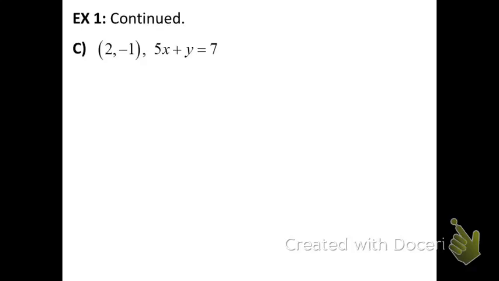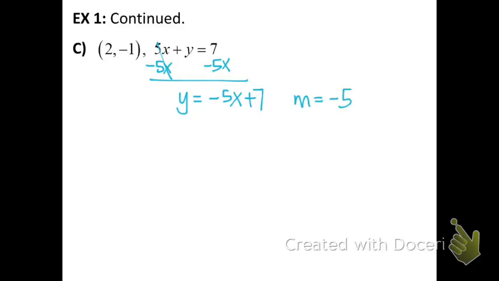C is a little bit different. Our formula is in standard form, so we have to manipulate this and solve for y. To solve for y, we're going to subtract 5x. So we get y equals, and I like to put my -5x first. And now that it's in slope-intercept, we can identify the slope. The slope is -5, and we're going to go back and use that point that we were initially given. And then we'll fill our pieces into point slope.